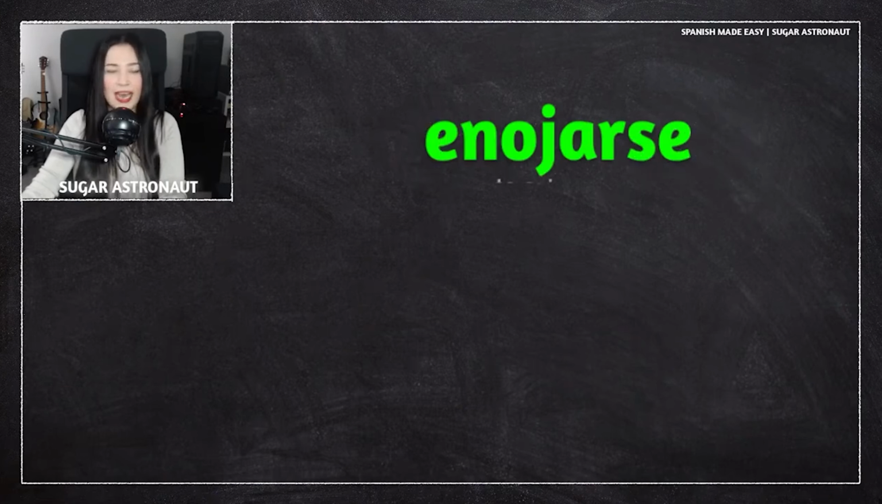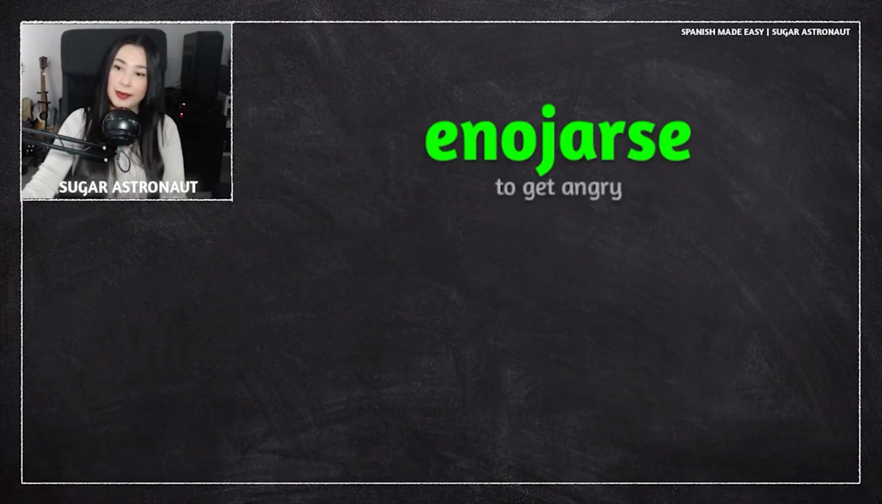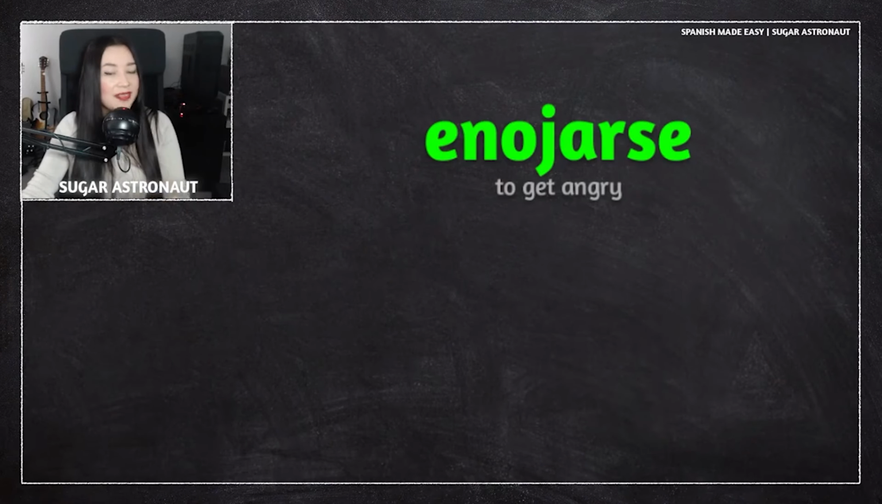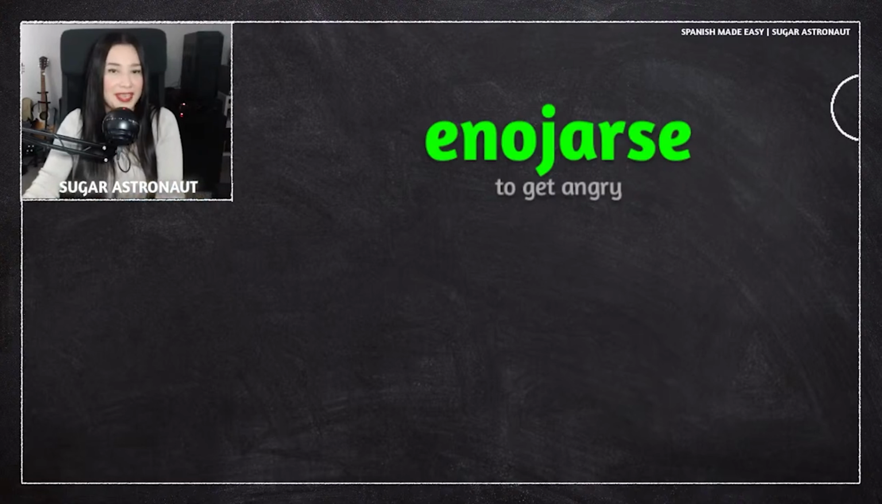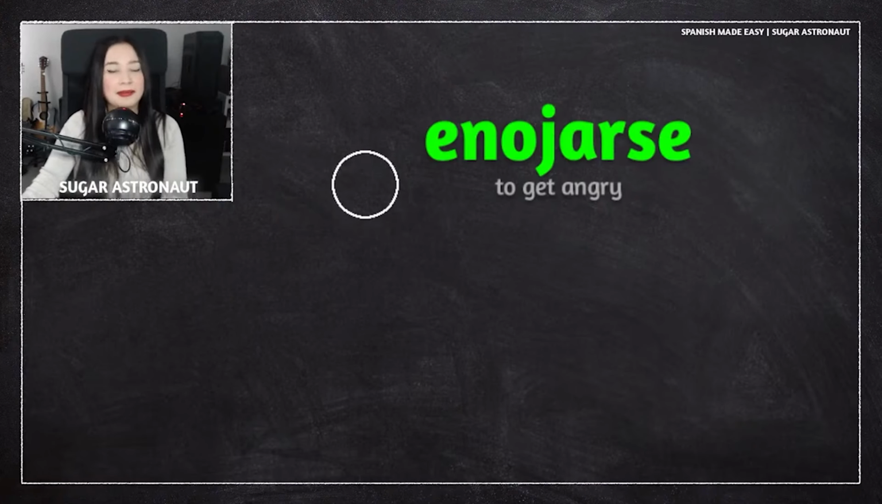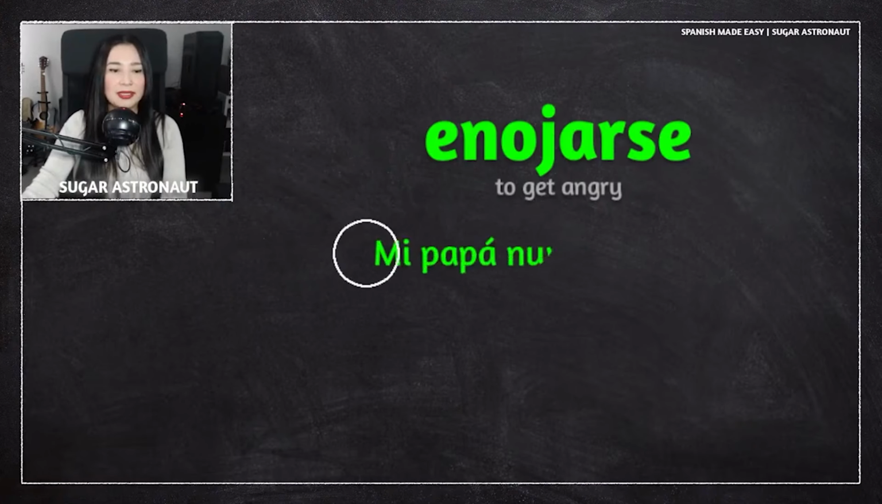Enojarse, enojarse, enojarse. That means to get angry, okay? When you get angry, you can use this verb. To get angry, to get mad, you're just not happy. It's the opposite of being happy. Let's look at some examples.